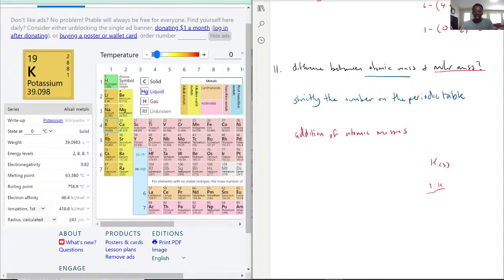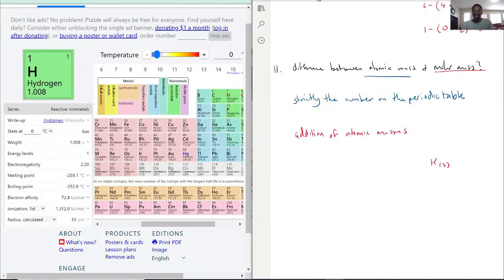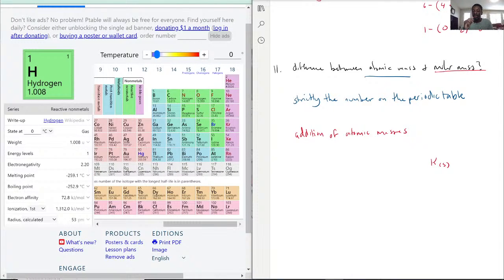So when dealing with a metal, or even noble gases, for example, metals and noble gases usually follow this trend where the molar mass is really just the atomic mass. Now, if I said, what is the molar mass of oxygen?